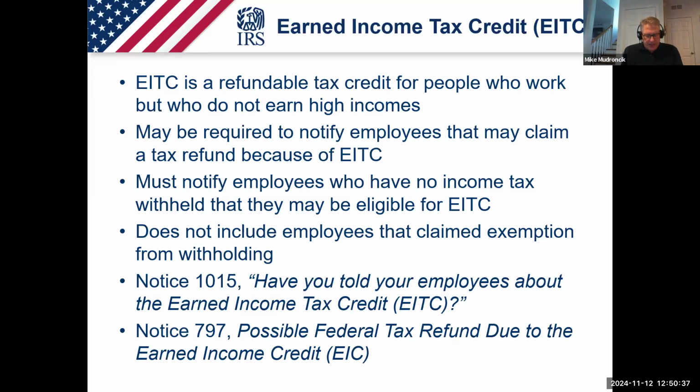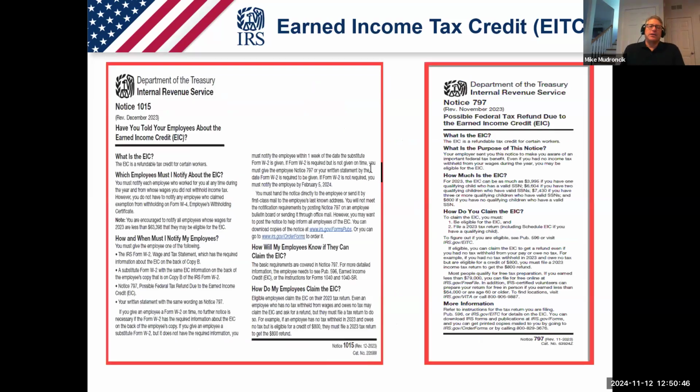IRS Publication 15, which is the Employer's Tax Guide, also includes more information about this responsibility. This is just a visual for you: the Notice 1015 will provide information to you as the employers about your responsibility. And then on the right-hand side, my right-hand side, the Notice 797, which you can give to your employees who may be in that situation.